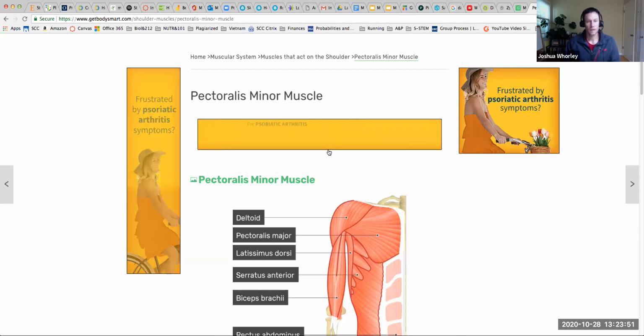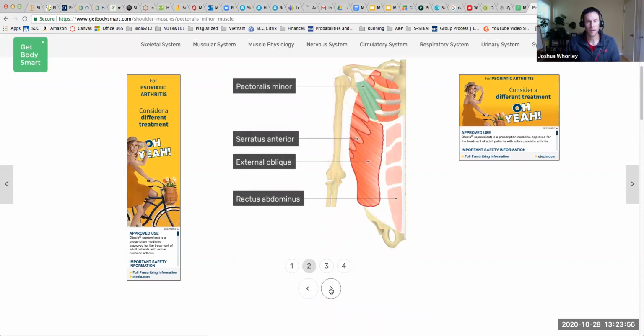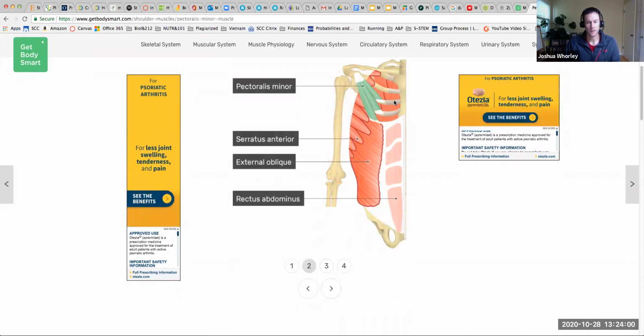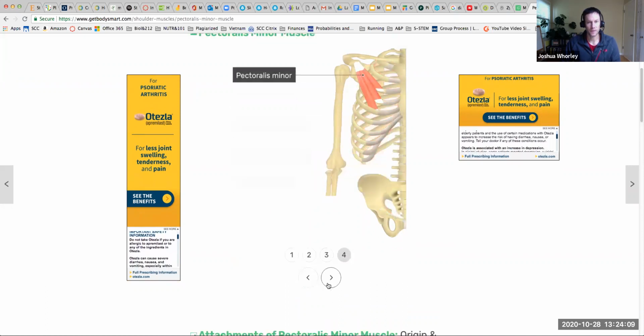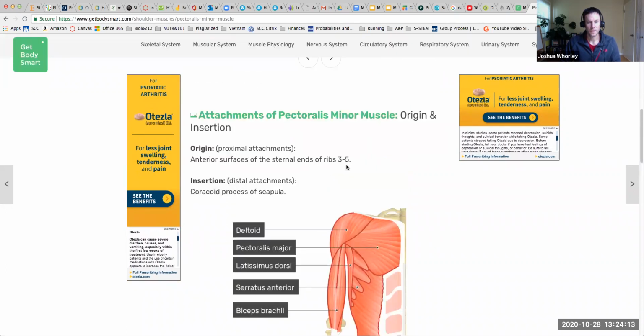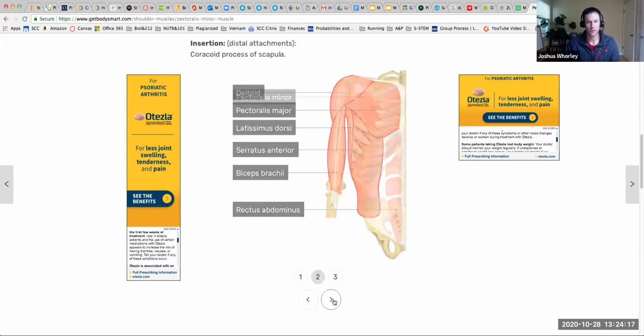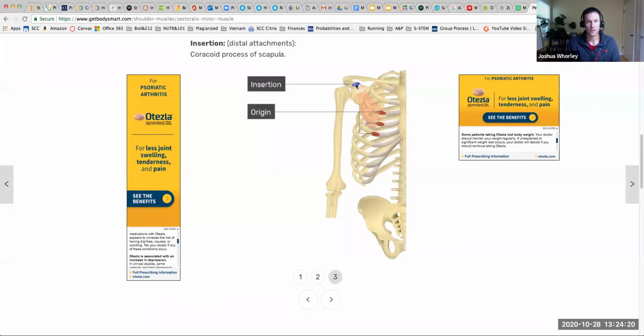So here's our pectoralis minor. We'll pull that pectoralis major off, and you can see the origin here on these ribs, not the costal cartilage of the ribs, but actually on the ribs themselves, and the insertion on this coracoid process of the scapula. So there it is. This is ribs 3 to 5. The anterior surface of ribs 3 to 5 is the origin, and the insertion is that coracoid process of the scapula.